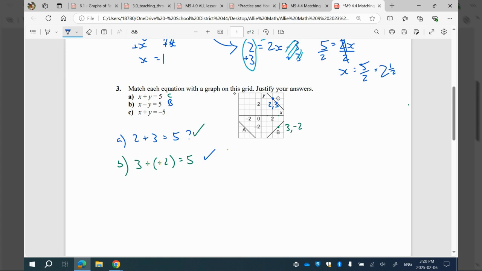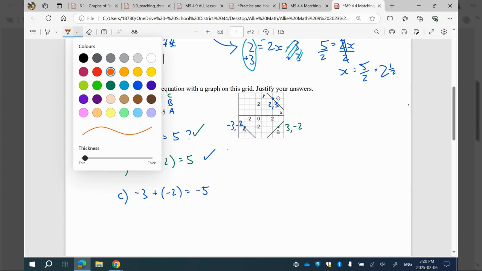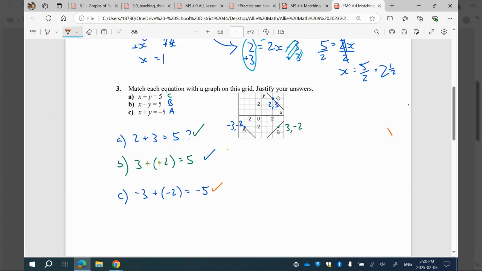Then let's do the last one. It has to be line A, but let's prove it. Let's choose a dot right there. That is at negative 3, negative 2. Is it true that negative 3 plus negative 2 equals negative 5? Yes, indeed, it is true. So we know that equation matches that line.